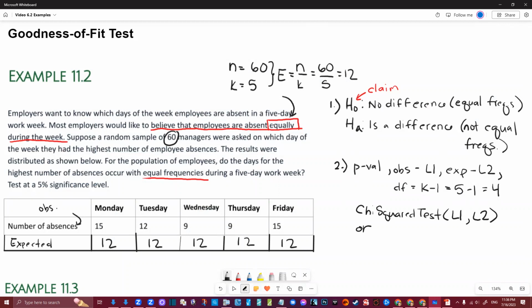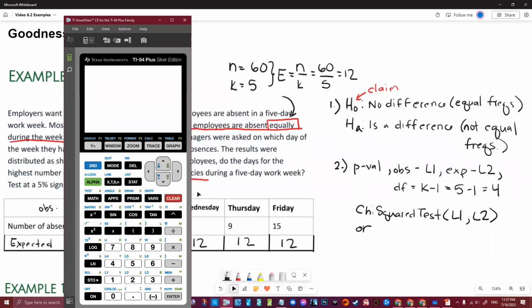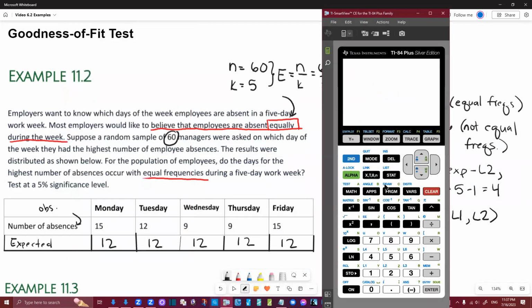Or if I'm on a TI-84, let's go ahead and pull up that calculator and see what it looks like. So here's our TI-84. We know to do this, first we have to put the data in the calculator. So let's go ahead and do that. Stat edit. Clear out this information. And we're going to type our observed in L1, expected in L2.